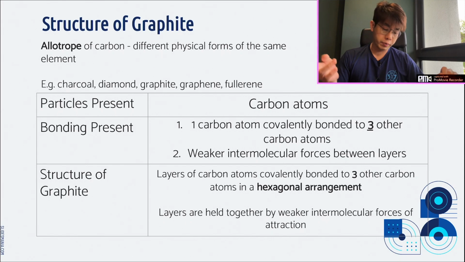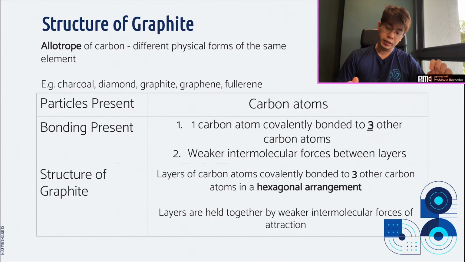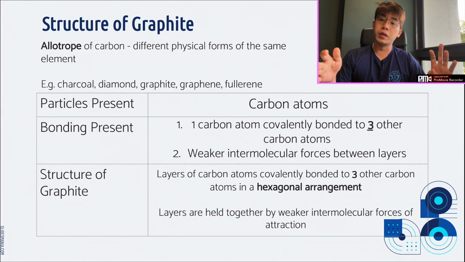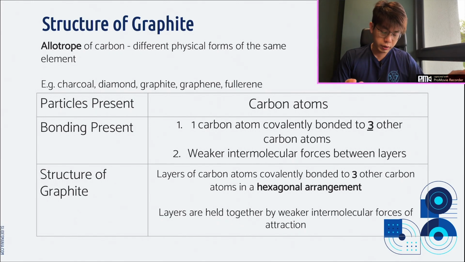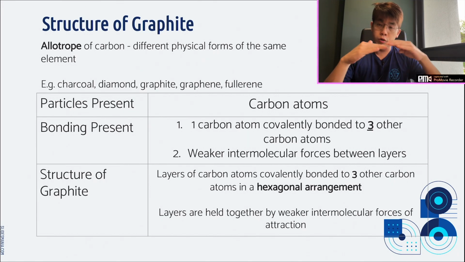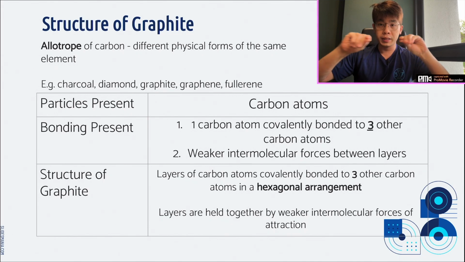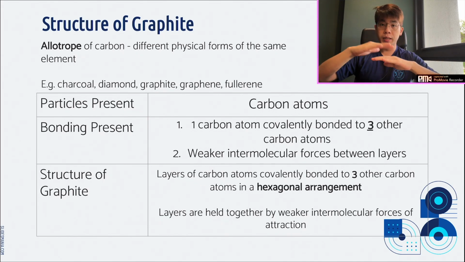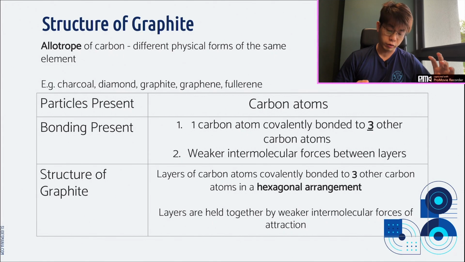So how do we describe the structure of graphite? Graphite is layers of carbon atoms covalently bonded to 3 other carbon atoms in a hexagonal arrangement. Notice how this is different from diamond, right? And these layers, like layers of paper, are held together by weaker intermolecular forces of attraction. So there we go. We have the two forces: the strong covalent bonds holding the atoms in the layer, and then between the layers, these weak intermolecular forces of attraction.